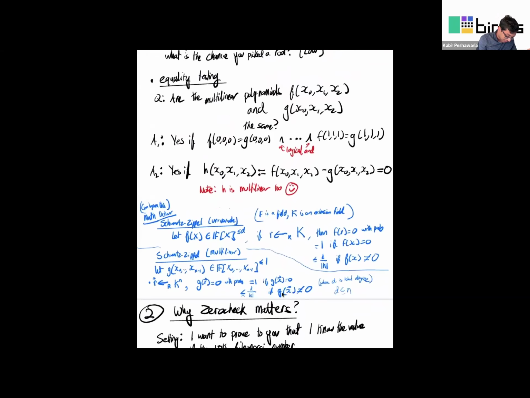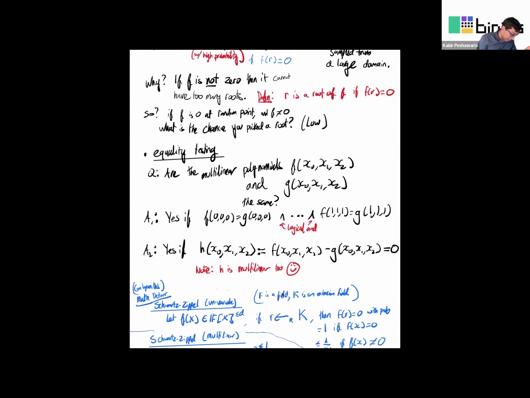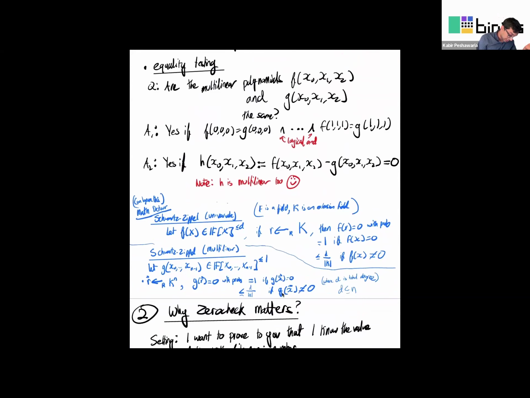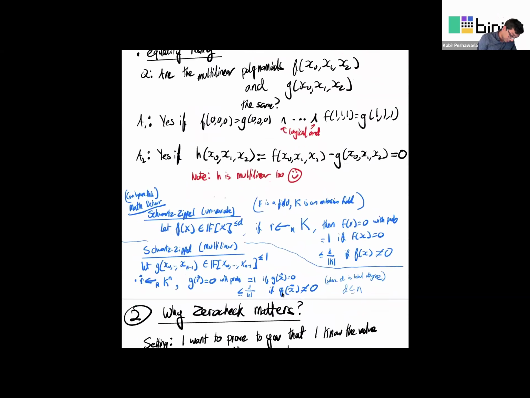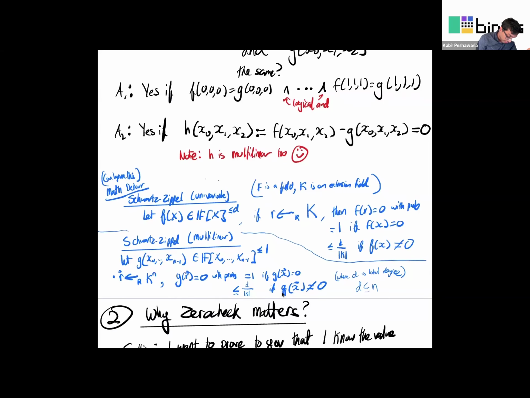Now, the reason behind this, there are some notes here which explain how many roots you can have if you're a non-zero polynomial. In the univariate case, you can have at most d roots, where d is the degree. In the multivariate case, the probability that you pick a root is at most d, the total degree of your multivariate polynomial, over the size of the field where you're picking the random coordinates from. D here is the total degree.